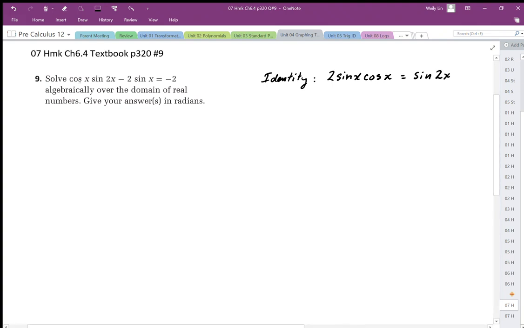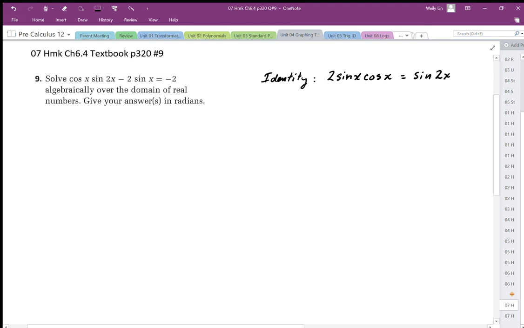We're asked to solve algebraically cos x sine 2x minus sine 2 sine x equals -2. Well, the first thing we have to do in this case is we have an x and a 2x, and we have to resolve that. So either we change x's to 2x's or 2x to 1x.